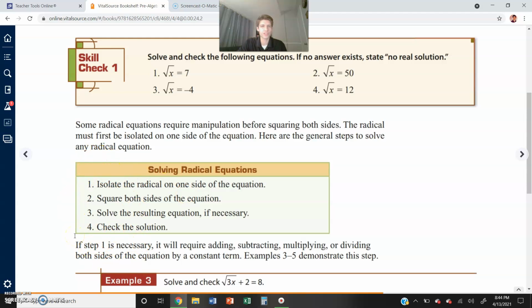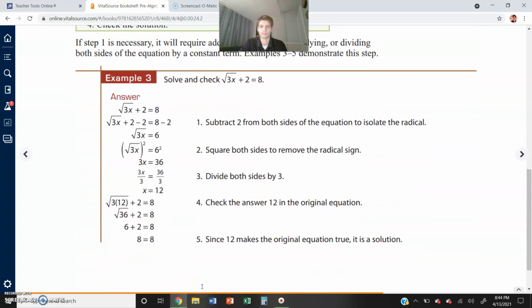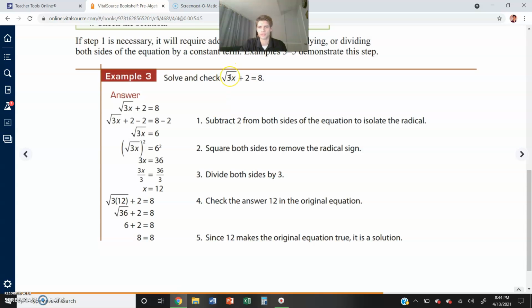Now, if you like to read, here's the written out version of what I said. But it's just like what we did in section 3.3. But now we have to remember opposite of addition, subtraction. Opposite of a square root is a square. So look at example number 3. If we didn't have a square root sign, let's forget the square root for a second. What we would do is subtract the 2 from both sides and then divide both sides by 3.